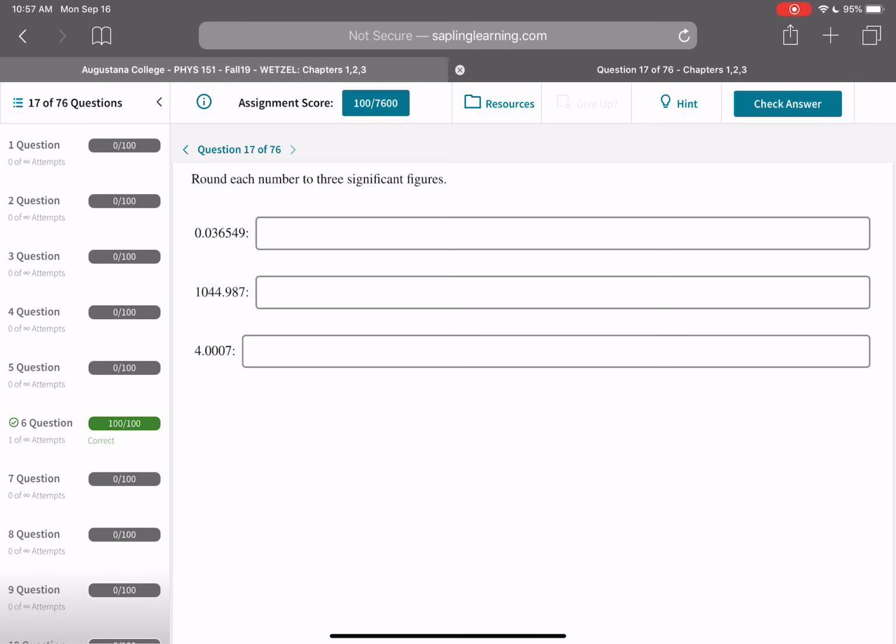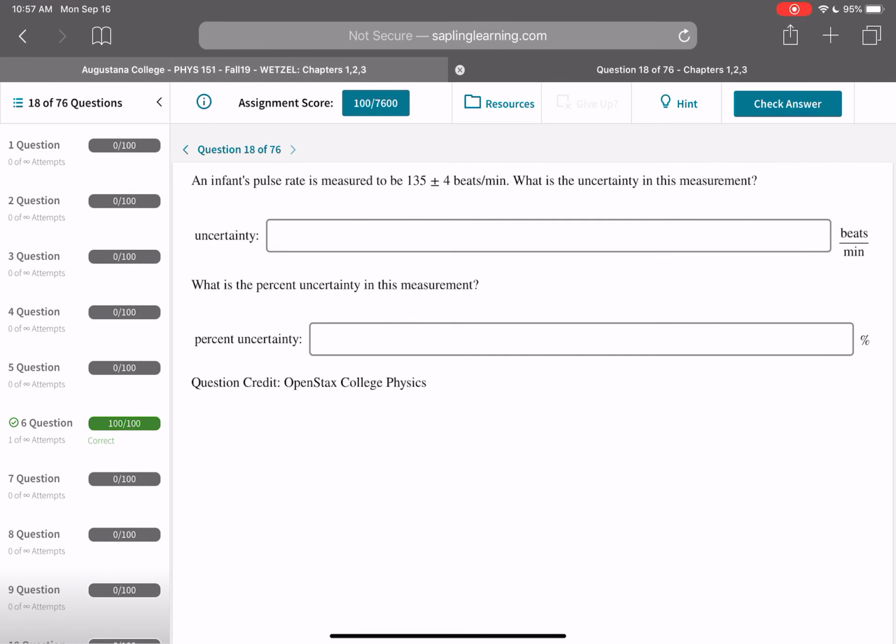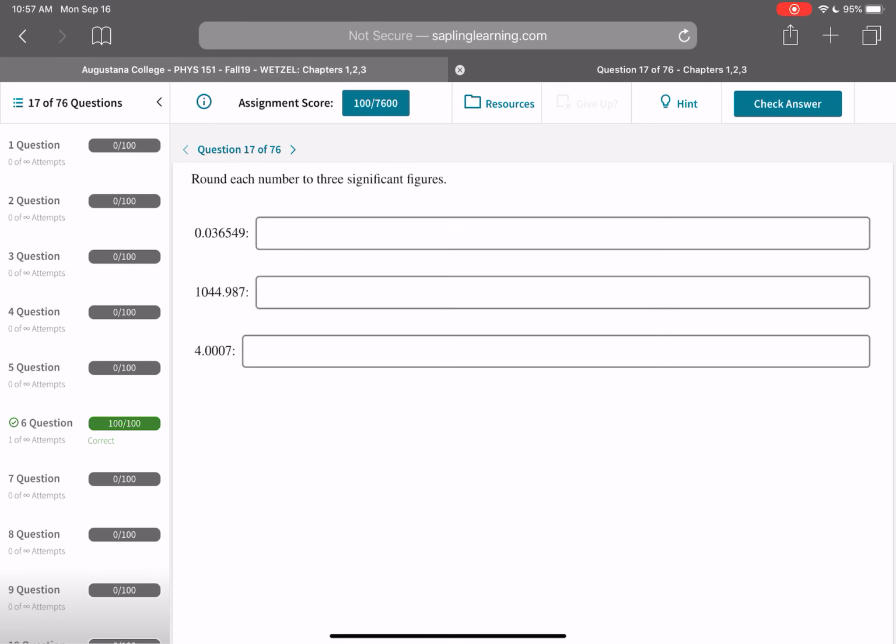And the next one, 1,044.987, and then the last one, 4.0007. That would be 4.001. Okay. Next, in infants, I think this one, 4.00. Yep.